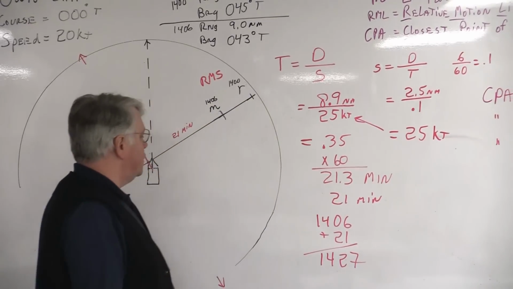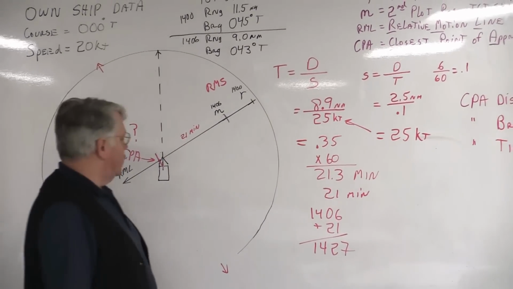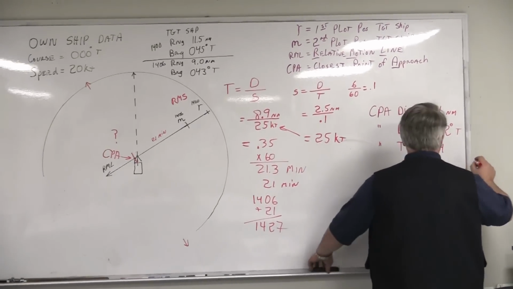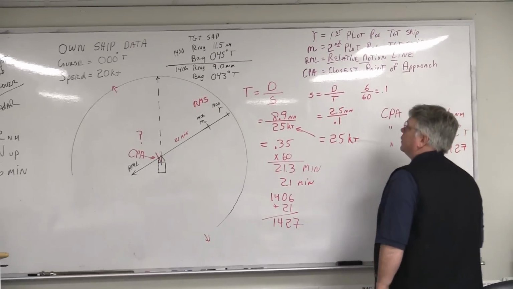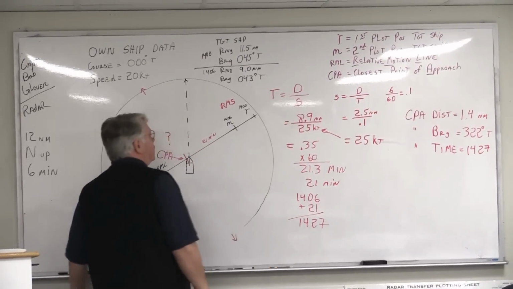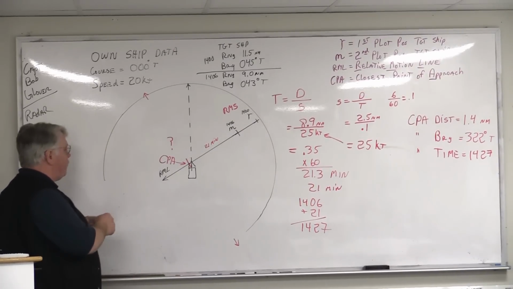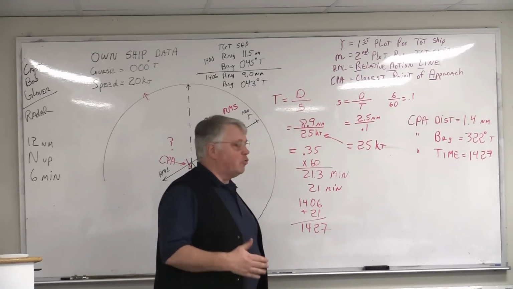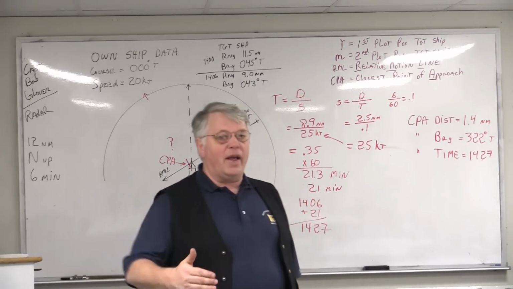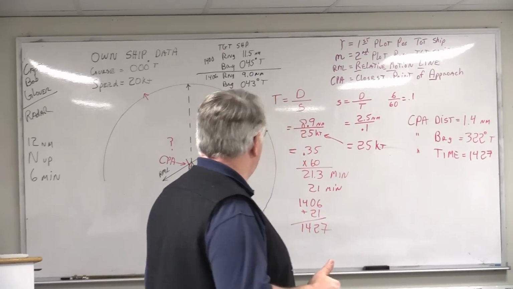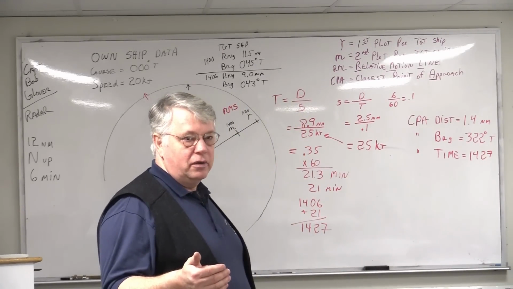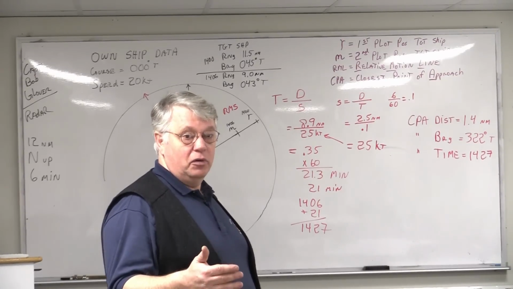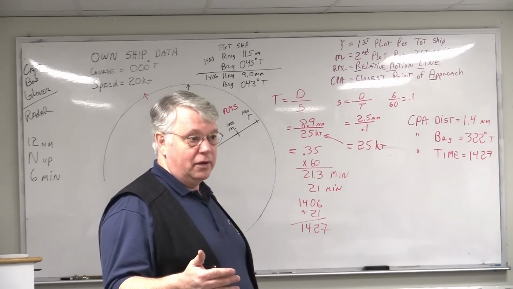And of course we get 1427. So that is the time of CPA, 1427. This takes us from step 1 to step 5 in our quick reference guide sheet. We've established the threat of this particular target. We know when the CPA time would occur. We have about 21 minutes to make a decision. We hopefully want to make that course change, if we have to, way before 21 minutes goes by.